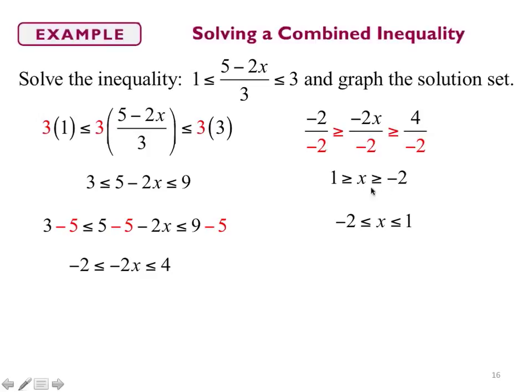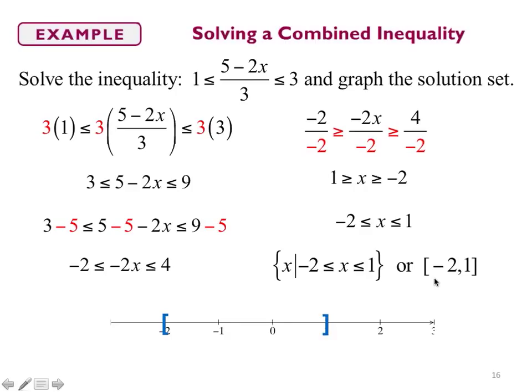Then we rewrite this in a more logical way, with the smallest number on the left-hand side. This is equivalent to negative 2 less than or equal to x less than or equal to 1. You can write it like this in set builder notation, or with brackets in interval notation, from negative 2 to 1, with brackets on both sides since both of those numbers are included. And it can be shown on a number line like this.